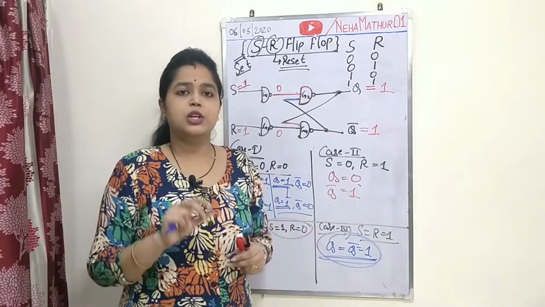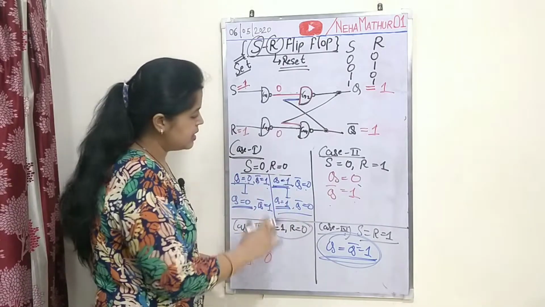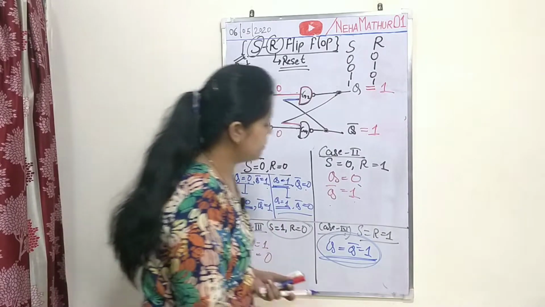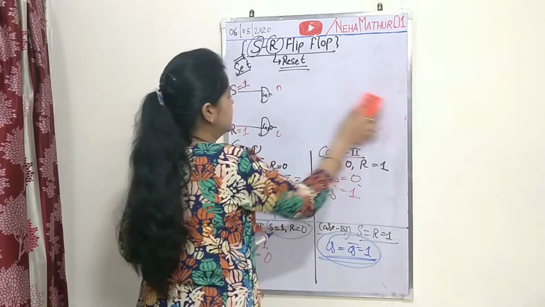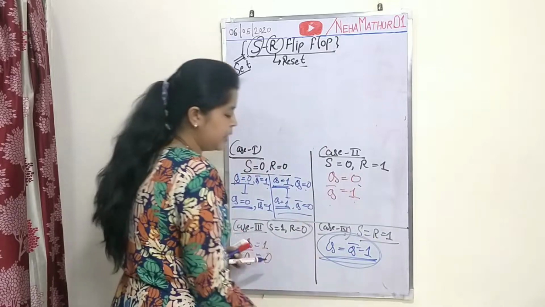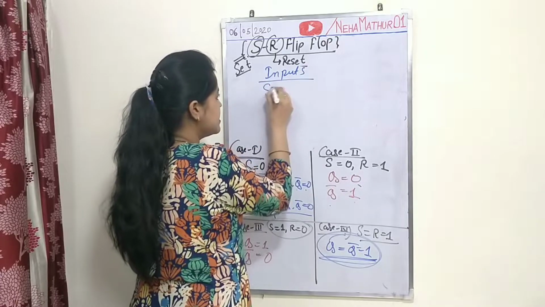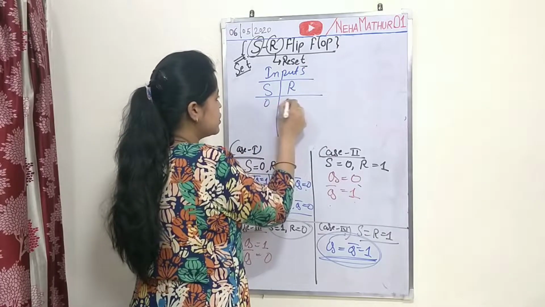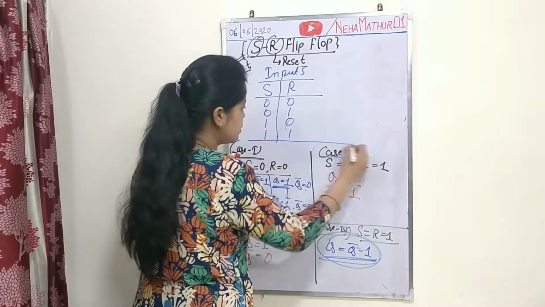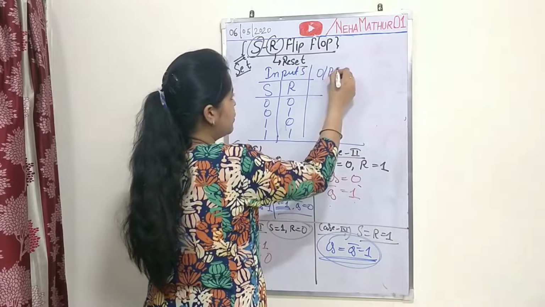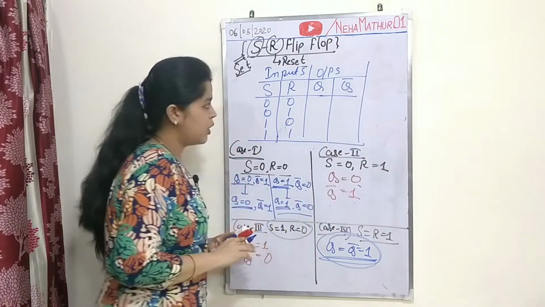Now we will make a truth table in which I will mention all the cases we have drawn from here. Suppose here I am drawing a table in which you will have inputs S and R with the combinations 00, 01, 10 and 11, while your outputs are Q and Q bar.